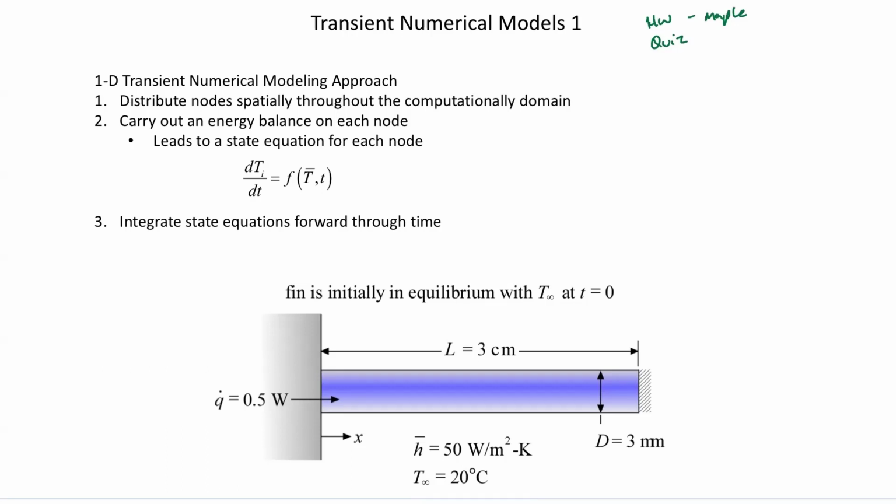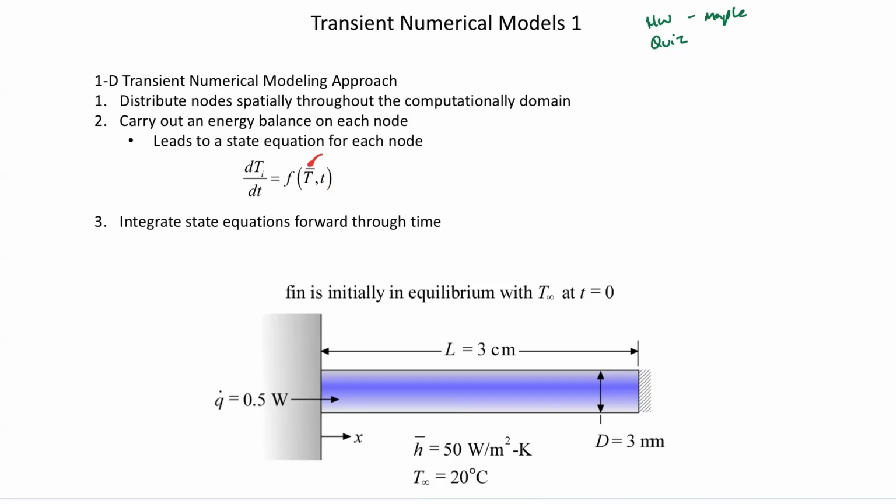Then we carry out an energy balance on each node. All right, so if you think through that a little bit, we're going to end up with internal energy changing as a function of time, right? And that's true at every single node. So we end up with a bunch of state equations, one for each node. Right, here we'd say I have dT_i/dt, where i is the node in space. And so I've got a bunch of these different state equations that depend on both time and a vector of temperatures. So let's write it out.